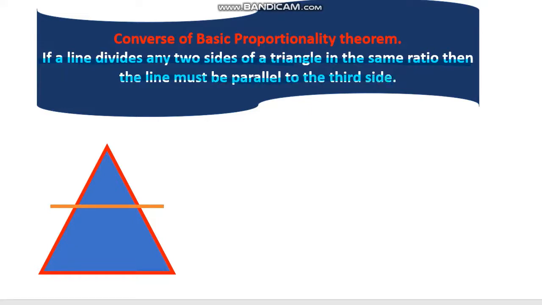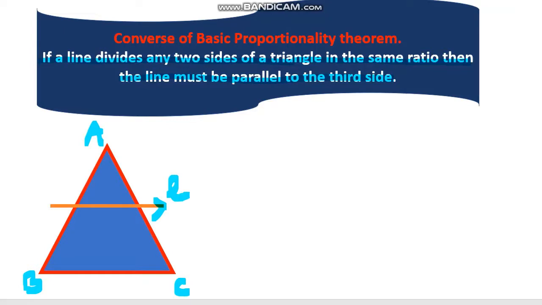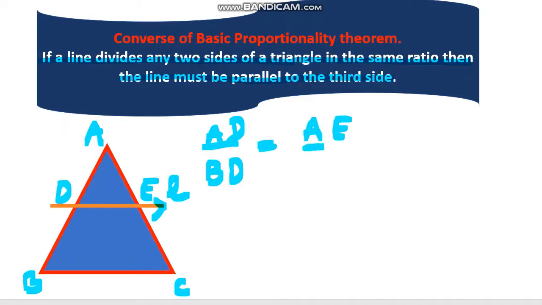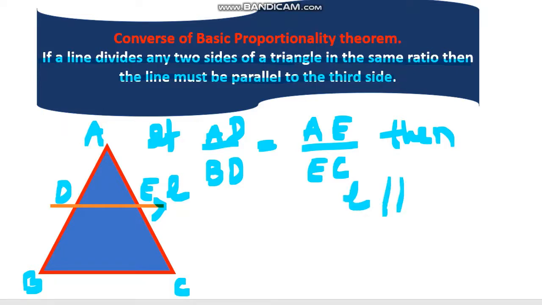to the third side. Now suppose you consider a triangle ABC, and here you have a line L which divides AB and AC in the same ratio. Suppose you have D and E, the points of intersection of line L on AB and AC, and if you have AD by BD equal to AE by EC, if AD by BD is equal to AE by EC, then L must be parallel to BC. You have to prove that L must be parallel to BC.